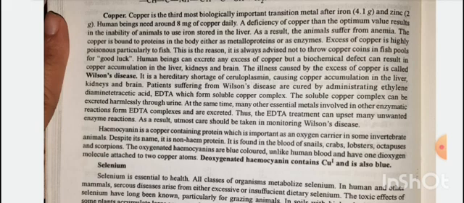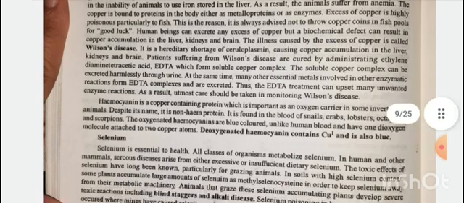Hemocyanin is a copper containing protein which is important as an oxygen carrier in some invertebrate animals. Despite its name, it is a non-heme protein. It is found in the blood of snails, crabs, lobsters, octopuses, and scorpions. The oxygenated hemocyanin is blue colored, unlike human blood, and has one dioxygen molecule attached to two copper atoms. Deoxygenated hemocyanin contains Cu+ and is also blue.